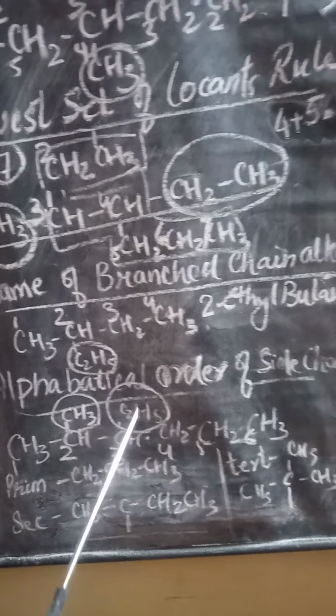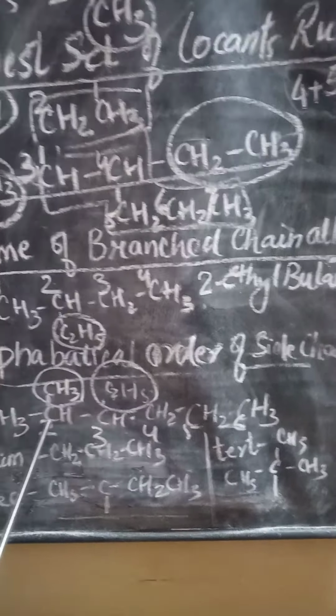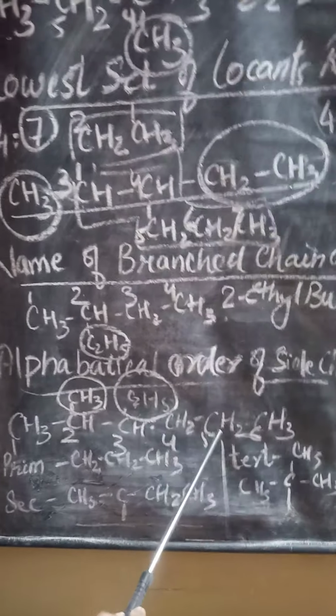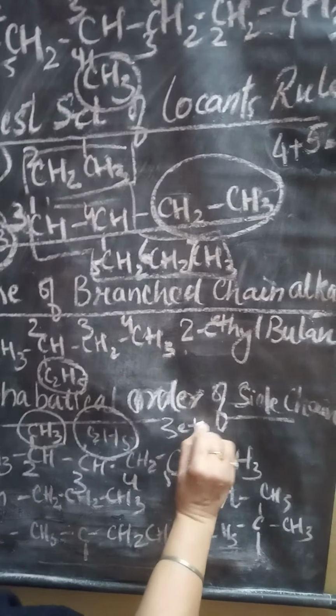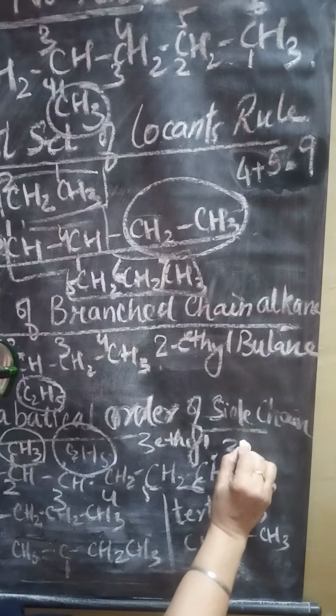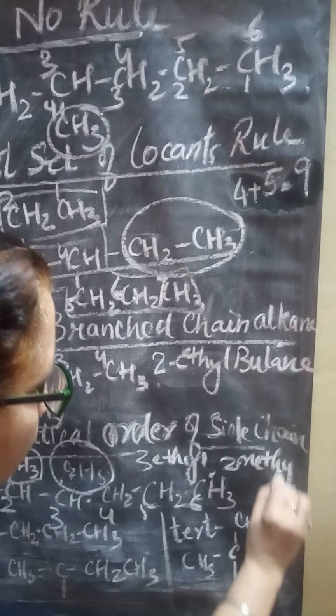So how will you name it? 3-ethyl 2-methyl hexane. So the name will be 3-ethyl 2-methyl hexane.